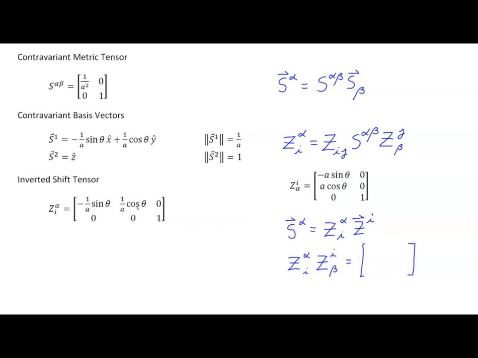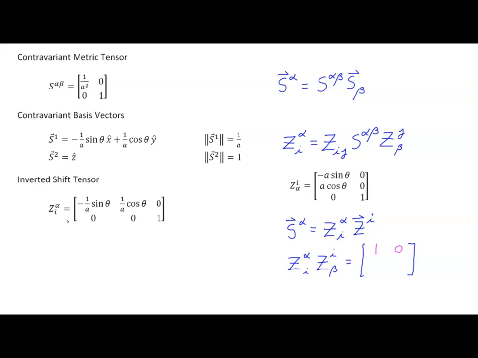Negative 1 over a times sine theta times negative a sine theta is just positive sine squared theta. And 1 over a cosine theta times a cosine theta is just cosine squared theta. And 0 times 0, of course, is 0. So sine squared theta plus cosine squared theta is equal to 1, just what we'd expect. Okay, now this term times 0 is 0. This one times 0 is 0. 0 times 1 is 0. That means that this is a 0.